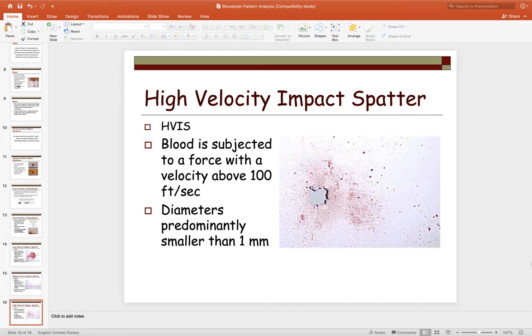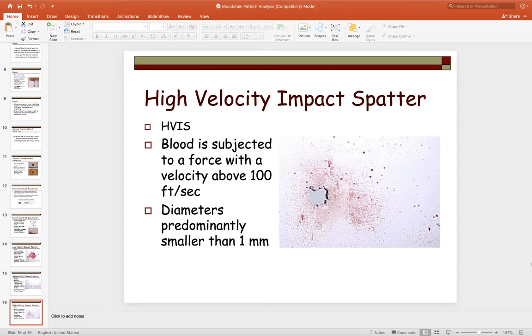And then the last one is your high velocity impact spatter. These are going to create the smallest diameter, and in terms of the amount of area, it's also going to create the widest area. So we definitely see this with a lot of gunshot cases, where that gunshot is going to cause all of this blood to spread out in a very, very wide area. But not only that, because of the velocity, those diameters are going to be smaller.